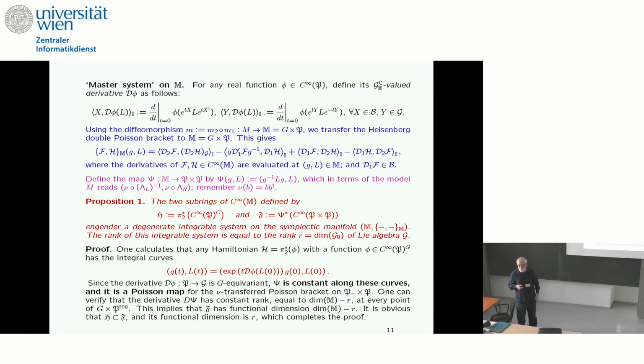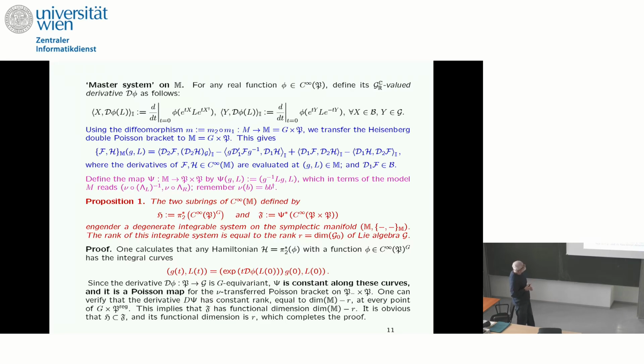Yes, my question is about this bracket on M. Where does it come from? You say that it's transferred from G, the Poisson bracket on G cross P. Where does it come from?